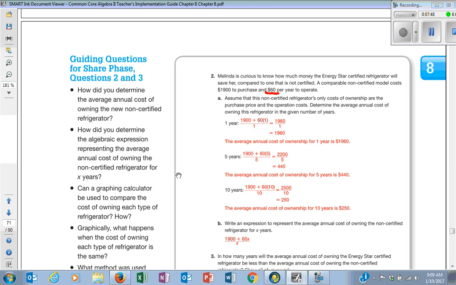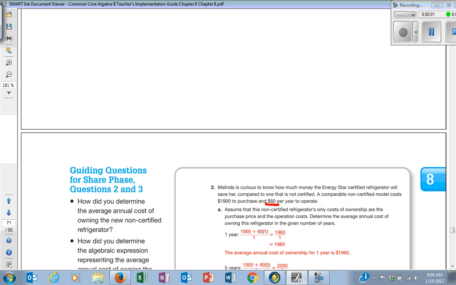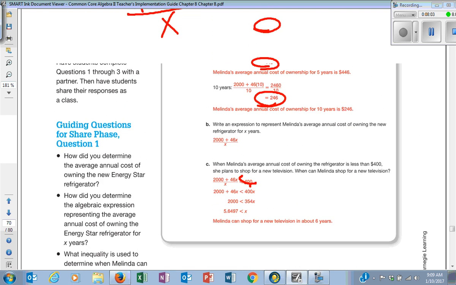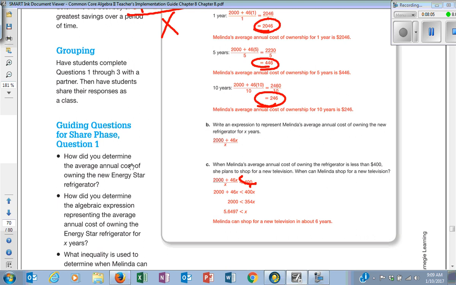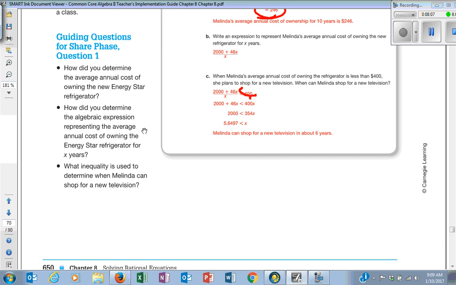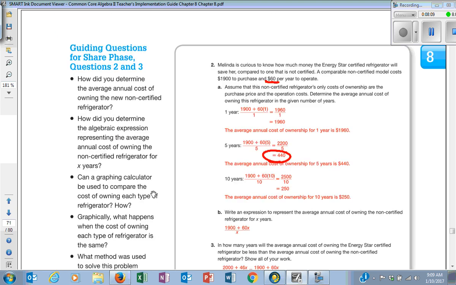So she saves $100 right off the bat, but it costs her more to operate. But if you look over 5 years, it costs her a whole $440 per year. When we go back up here, it costs her $446. So after 5 years, actually, this refrigerator costs her less, even though it's not as efficient to run per year. After 5 years, this one's cheaper.